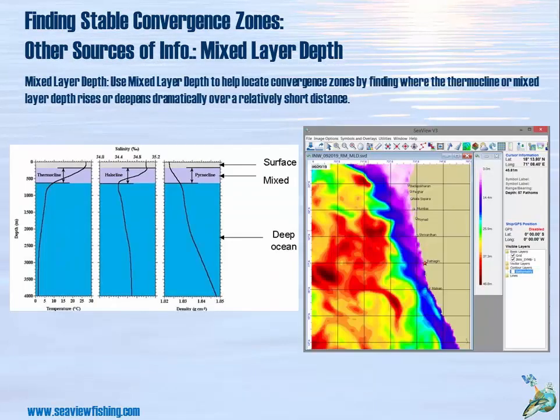Use mixed layer depth to help locate convergence zones by finding where the thermocline or mixed layer depth rises or deepens dramatically over a relatively short horizontal distance.